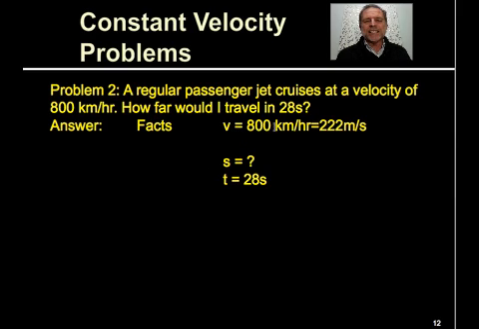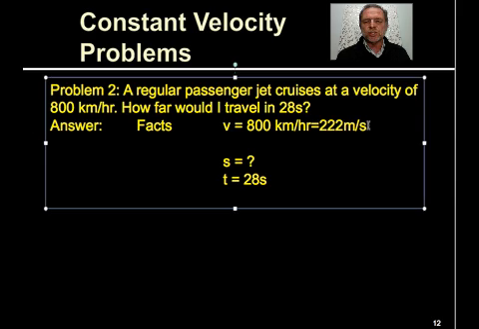V is 800 kilometres an hour. Now, I can't leave it in kilometres an hour. I have to use standard units, which are metres per second. So I have to take the 800 kilometres an hour and divide by 3.6. And that gives us 222 metres per second. S, well, I don't know, so I'll put a question mark in there. And T is 28 seconds.